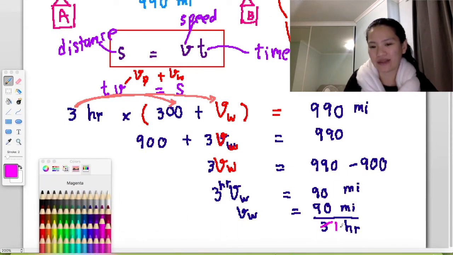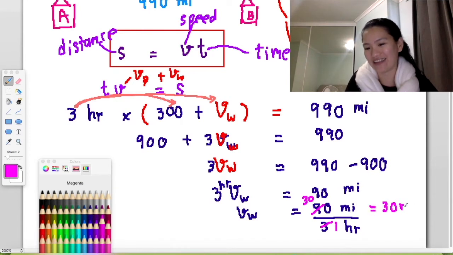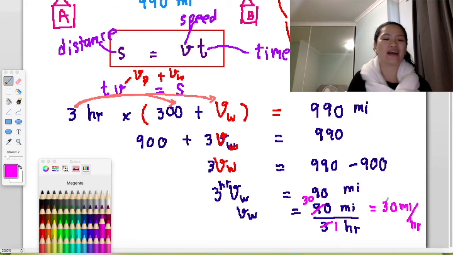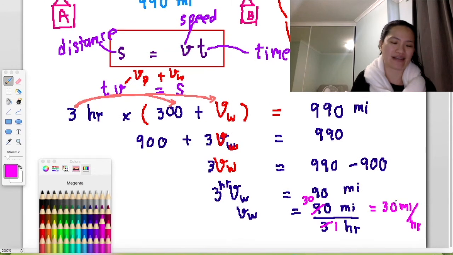90 divided by 3 is 30. So your answer is 30. But you still have the unit, mile per hour. Let's see, your unit is correct and your answer is correct too. Now you try to write it in a sentence.